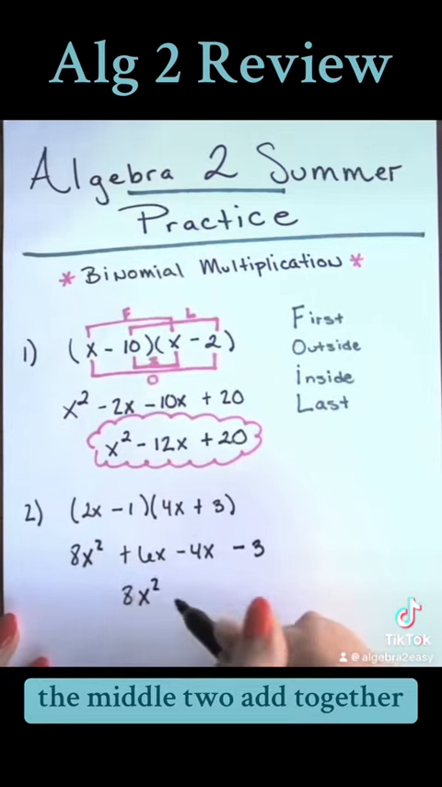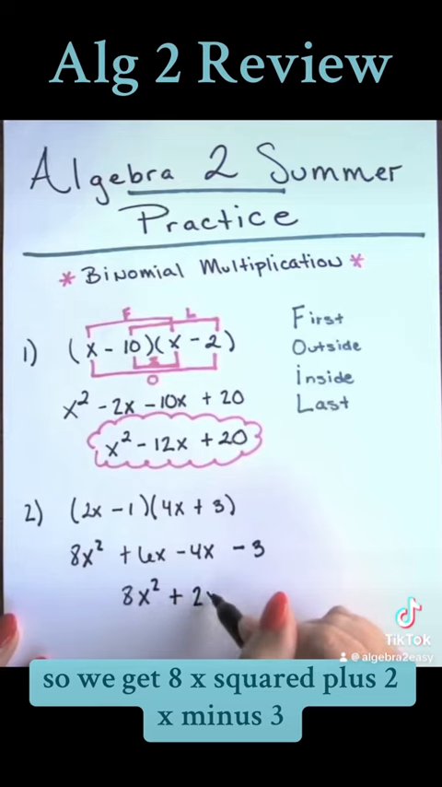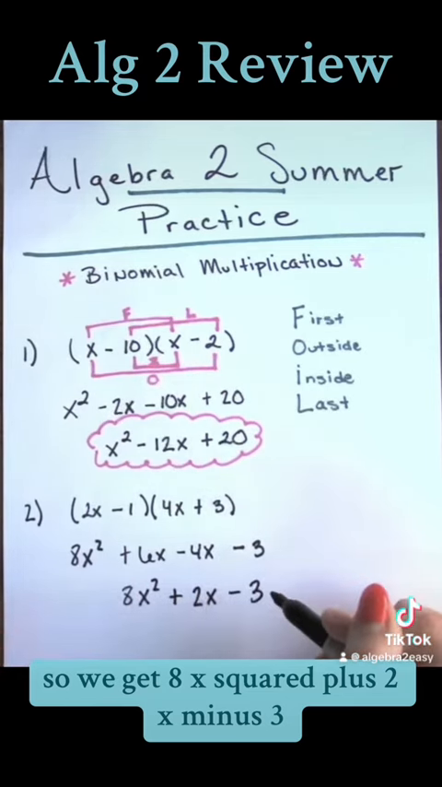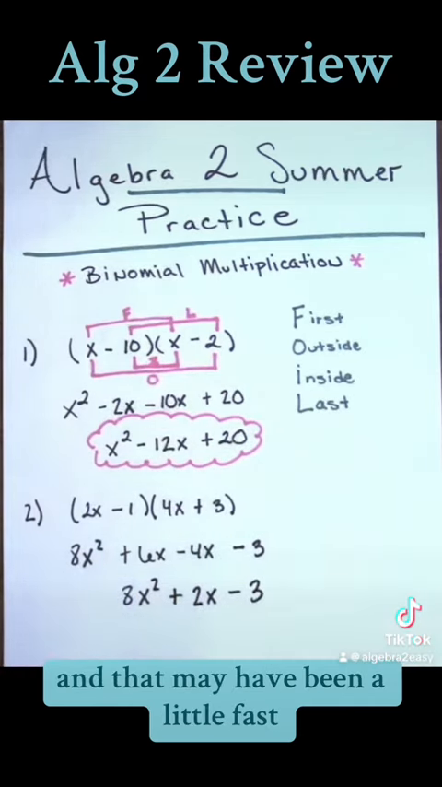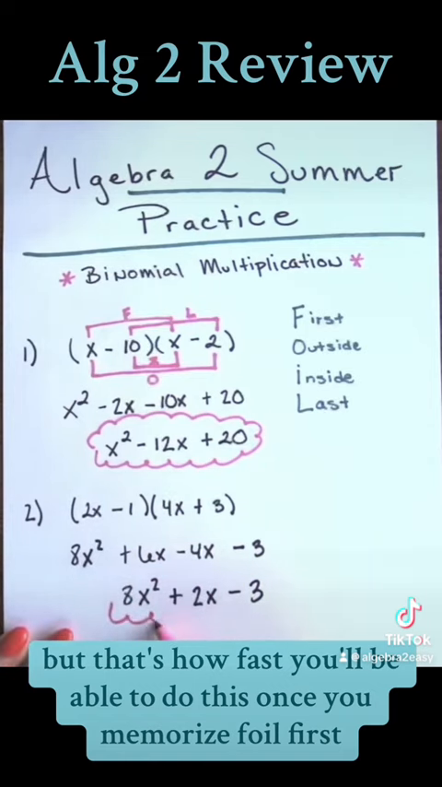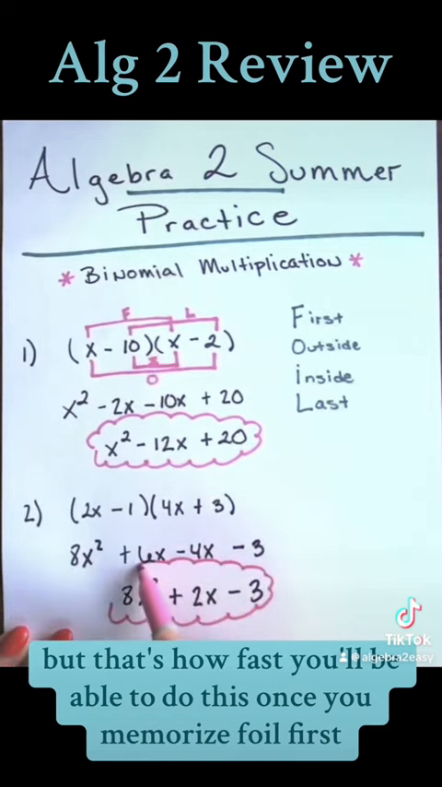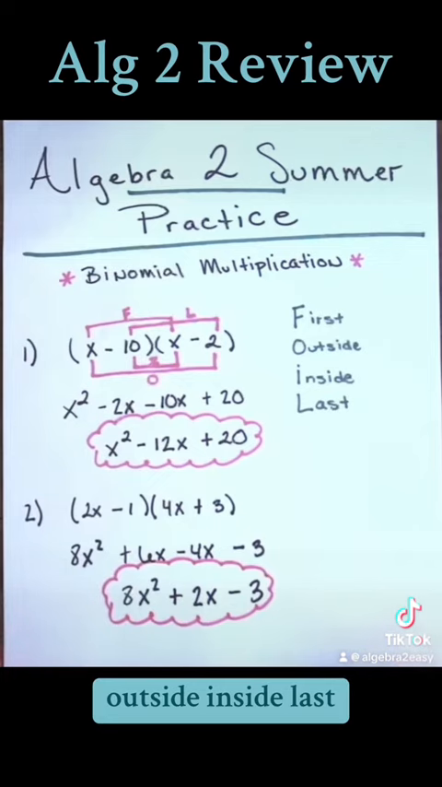The middle two add together, so we get 8x squared plus 2x minus 3. And that may have been a little fast, but that's how fast you'll be able to do this once you memorize FOIL. First, outside, inside, last.